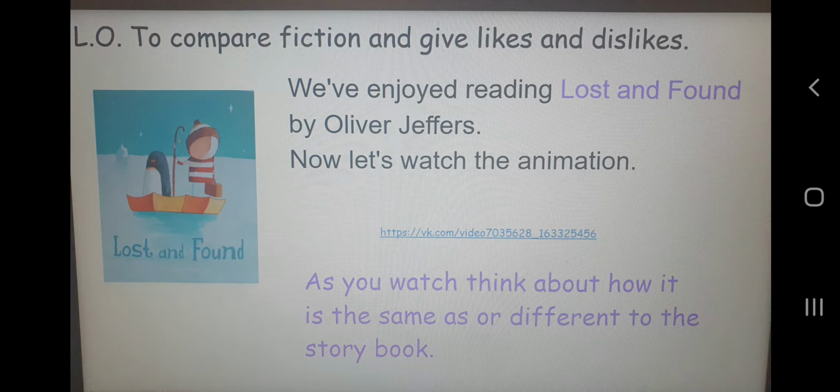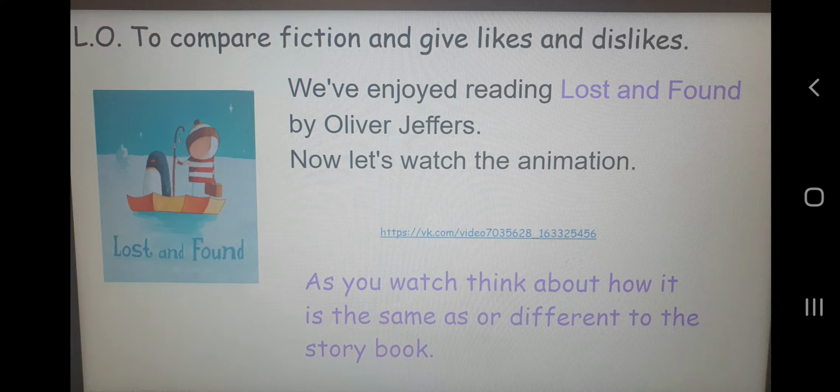Your learning objective today in literacy is to compare fiction and to give likes and dislikes. Last week, we enjoyed reading Lost and Found by Oliver Jeffers. Today, we are going to watch the animation. The animation is really exciting and it's on for about 25 minutes.